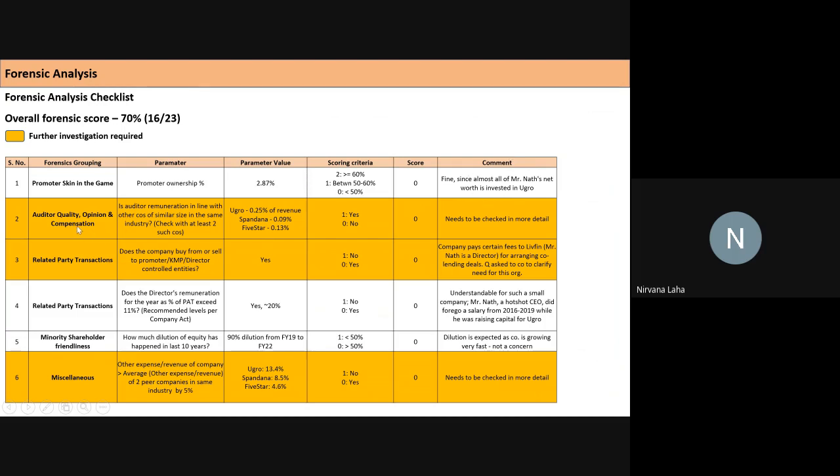In auditor quality opinion, I compared the auditor remuneration as a percentage of revenue with two other companies. This was double that of the other companies. So this is something where I will investigate more. Anything that is highlighted in orange needs further investigation.